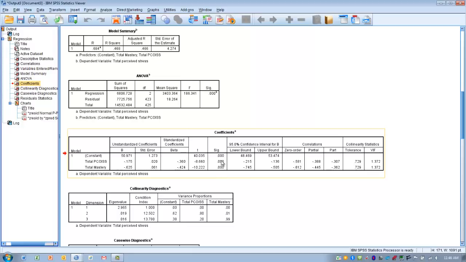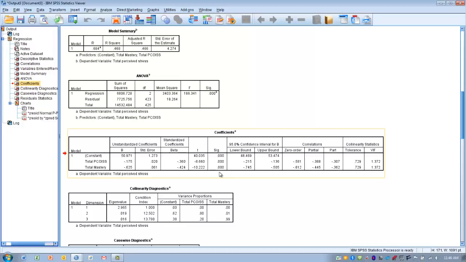So if the significance value, the SIG value for our two predictor variables, is less than 0.05 or 0.01, depending on how stringent you want to be, then we can say that the variable is making a significant, unique contribution to the prediction of the outcome. If it's greater than 0.05, then you can conclude that the variable is not making a significant, unique contribution to the prediction of the outcome. And again, this might be due to some overlap of the predictor variables, some multicollinearity. In this case, both total mastery and total PCOISS score made unique, statistically significant contributions to the prediction of the outcome.